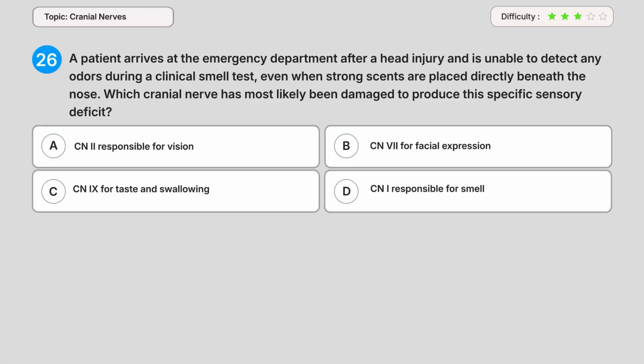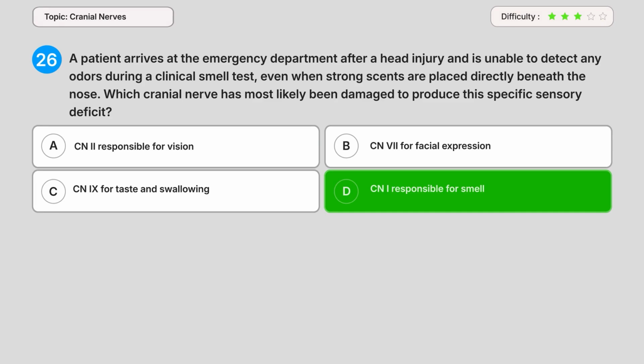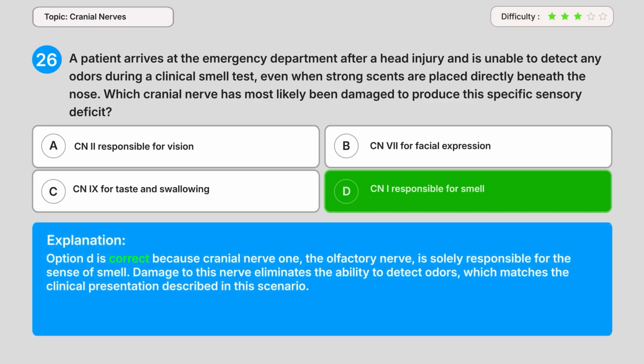Correct answer: D. CN1 is responsible for smell. Explanation: Option D is correct because cranial nerve 1, the olfactory nerve, is solely responsible for the sense of smell. Damage to this nerve eliminates the ability to detect odours, which matches the clinical presentation described in this scenario.